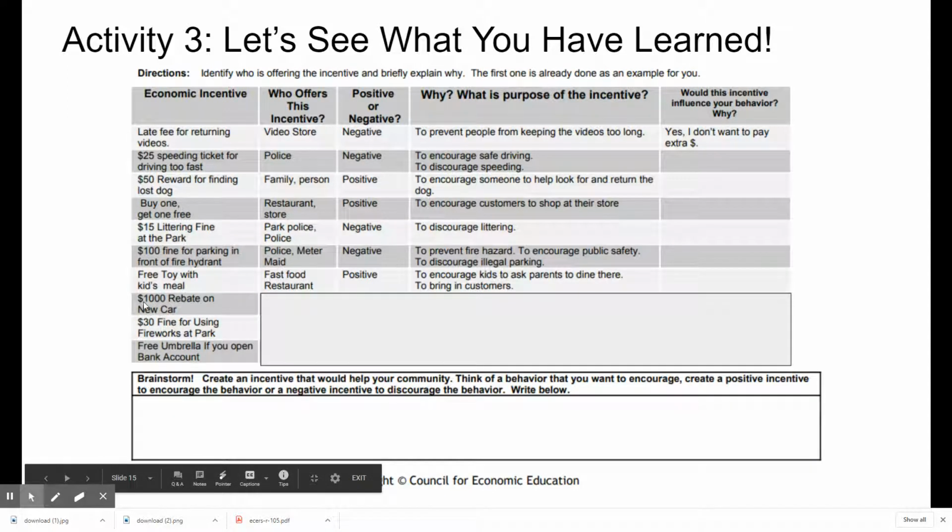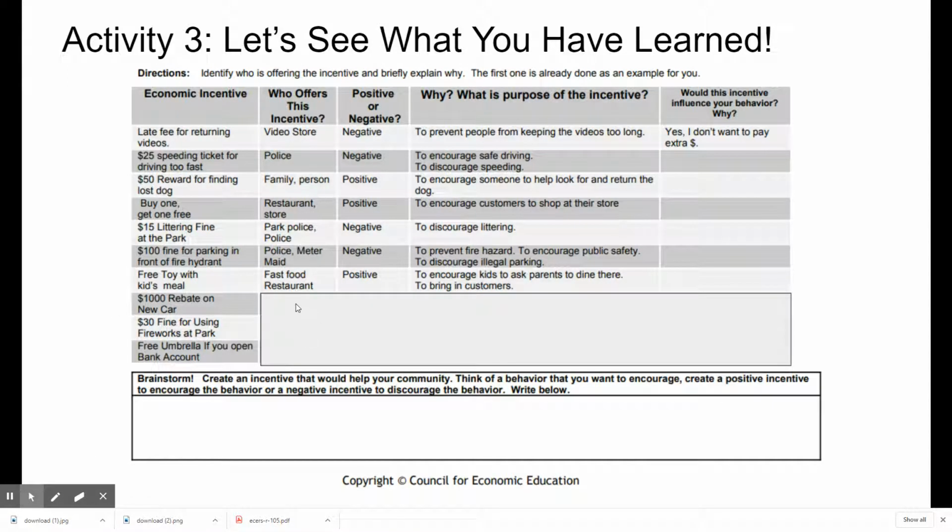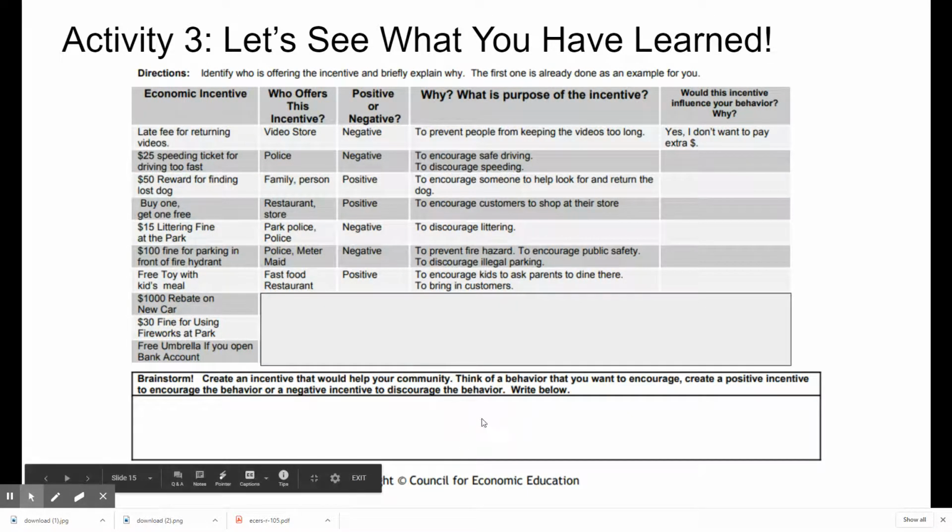Let's look at the next one. A $1,000 rebate on a new car. Who would offer this incentive? Is it positive or negative? Why? What's the purpose of offering a $1,000 rebate on a new car? And would this influence your behavior?